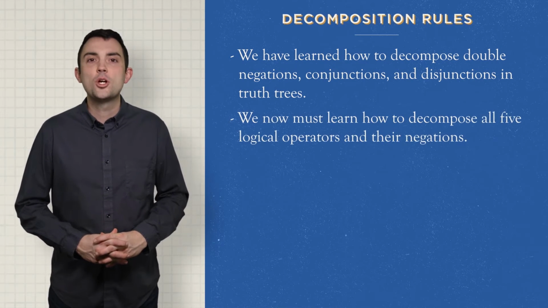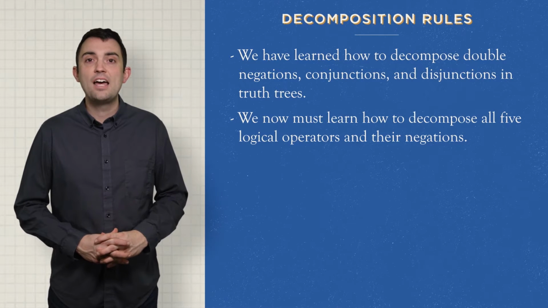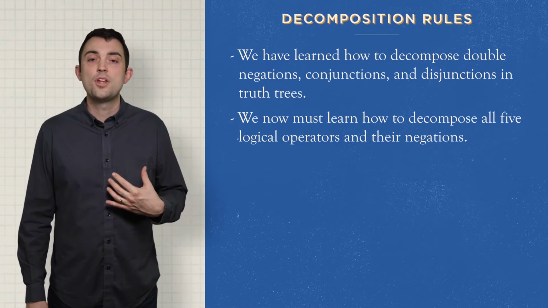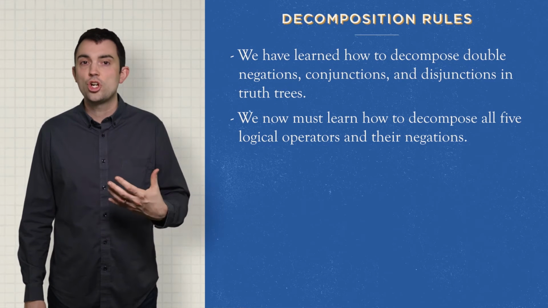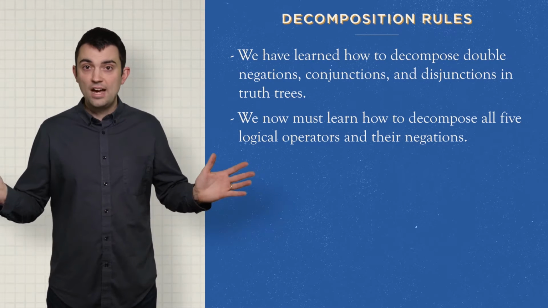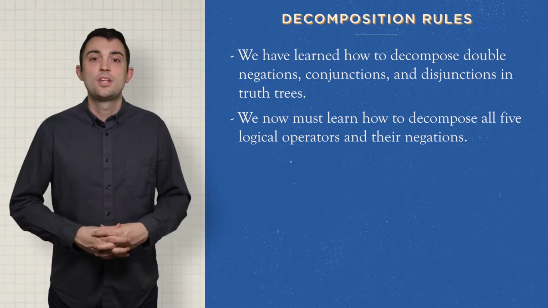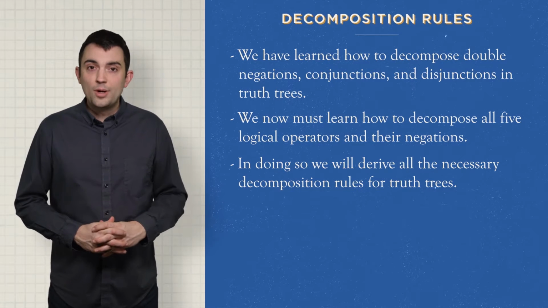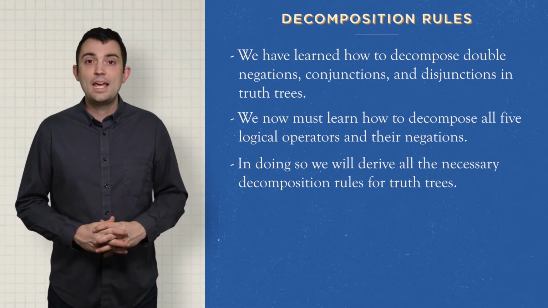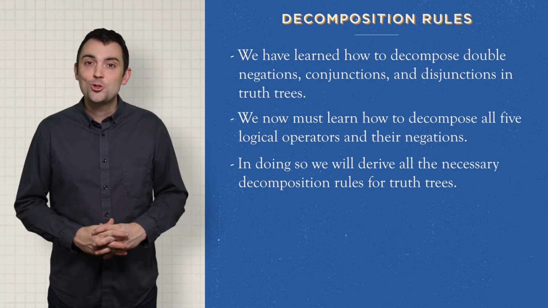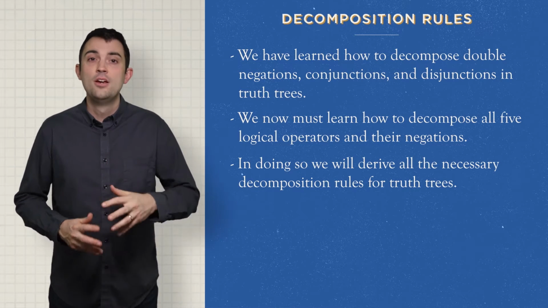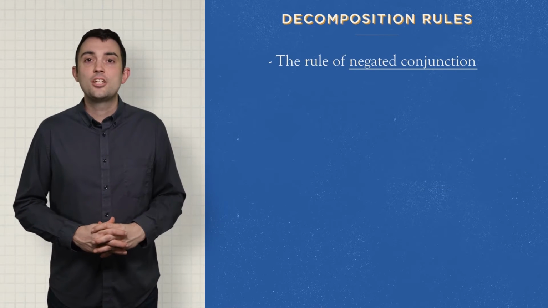Now, today you need to learn how to decompose all 5 logical operators and their negations, because for our purposes, not only negation, conjunction, and disjunction, but also conditional and biconditional, and the negations of all 5 of them need to be decomposed. By doing so, you will derive all the necessary decomposition rules for truth trees, and we will be able to analyze any truth functional proposition using truth trees. Exciting. So let's take a look at the rule of negated conjunction.